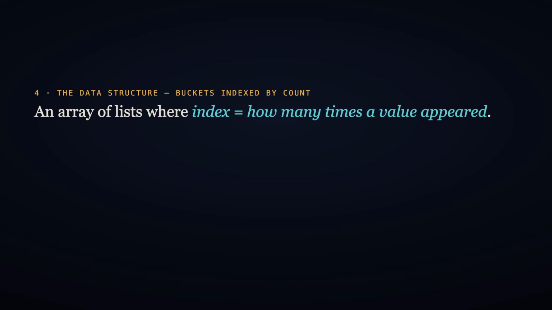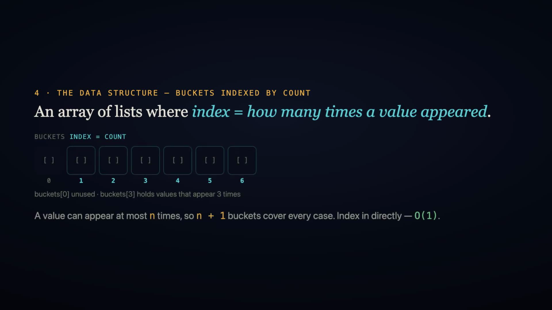Let me make that concrete. This is the data structure. Build an array of empty lists with 1 slot for every possible count, from 0 up to n. Call it buckets. Bucket number 3 is the list of values that appeared exactly 3 times. Bucket 2 holds the values that appeared twice, and so on. The index is the frequency. Why is this O of 1 to use? Because dropping a value into buckets at index count is a direct jump. Same as any array index. No scanning, no comparing. That's the whole reason we traded the sort for it.